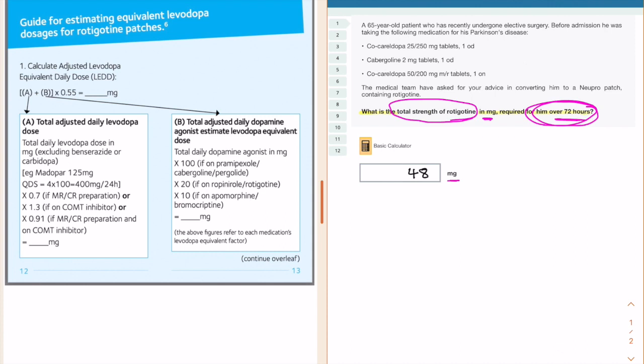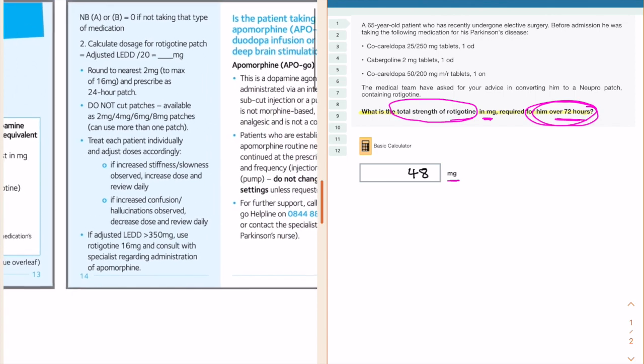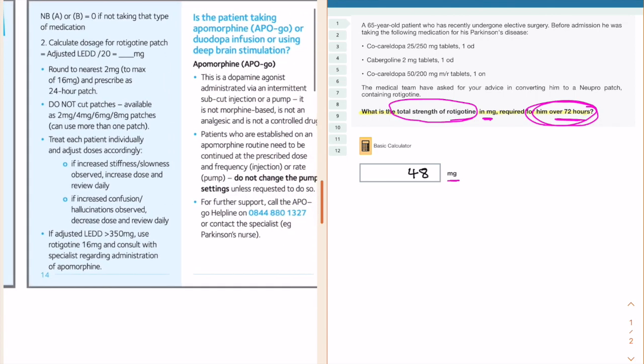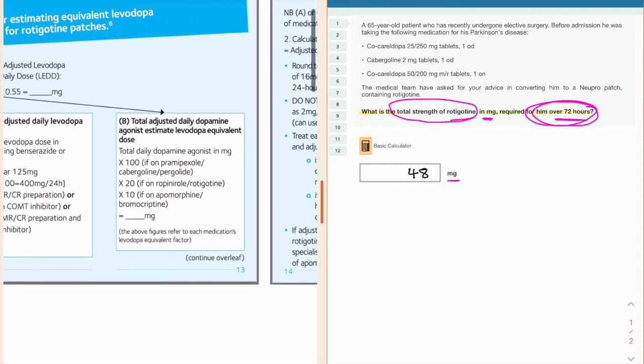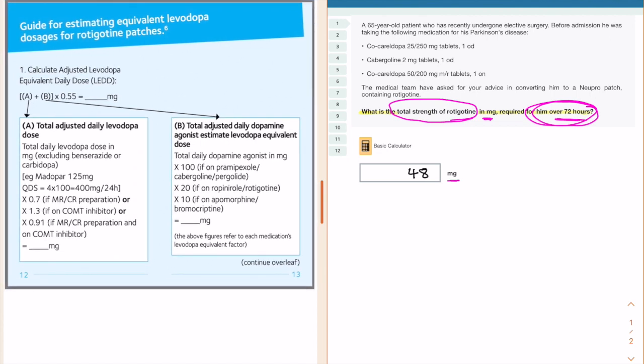So in this question, they want the answer over 72 hours, and you must be aware that with rotigotine, when you do this calculation, it gives you the answer over 24 hours. So you're going to have to times your answer at the end by 3 to get it over 72 hours. So just remember to read the last statement in the question again before you submit your answer, which is one of the key things that I talk about a lot in my masterclasses when we're teaching students.